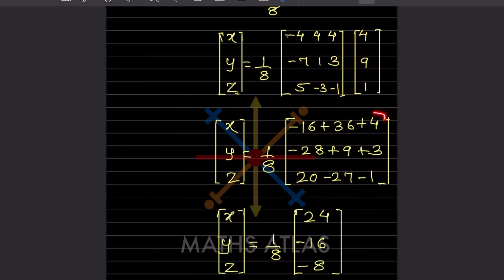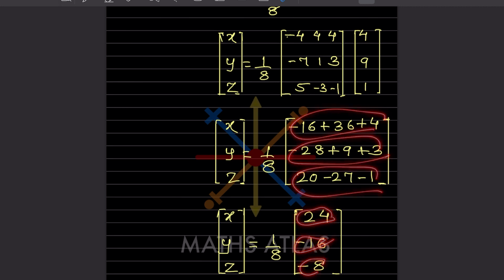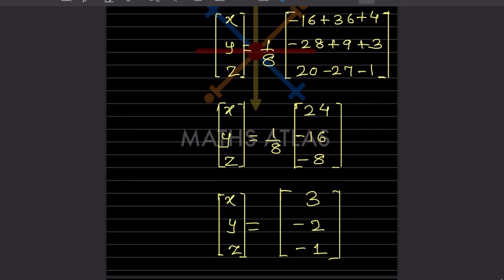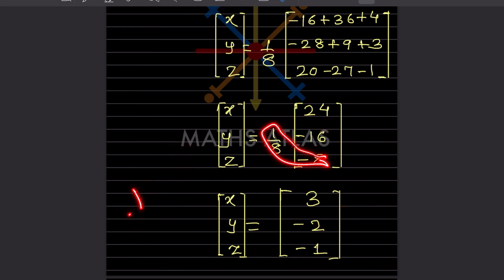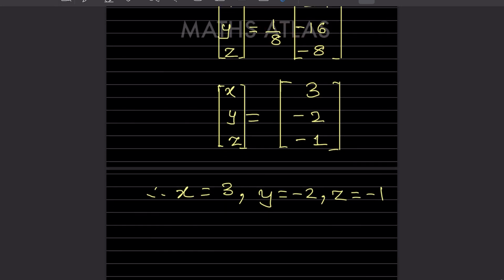So now when you solve this, you get this thing, and 1 by 8 is as it is. So here, xyz on the left hand side same. Now look here, this into this means 1 by 8 into 24, that is going to be 3. Then 1 by 8 into minus 16, so this is going to be minus 2. Now 1 by 8 into minus 8, so that is going to be minus 1. So we want the value of xyz. So x is 3, y is minus 2, and z is minus 1.